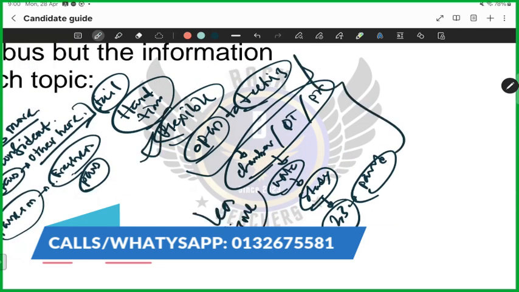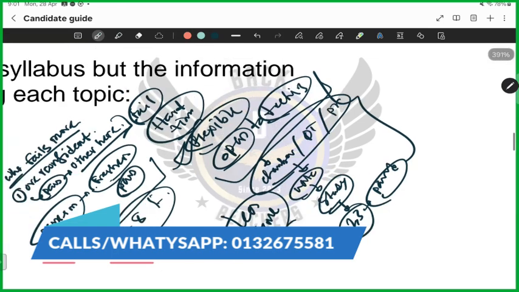They need very less time to prepare. They don't need 6 to 8 hours like a fresher. They don't need that time. They just need 2 to 3 hours per day, and they pass this exam.